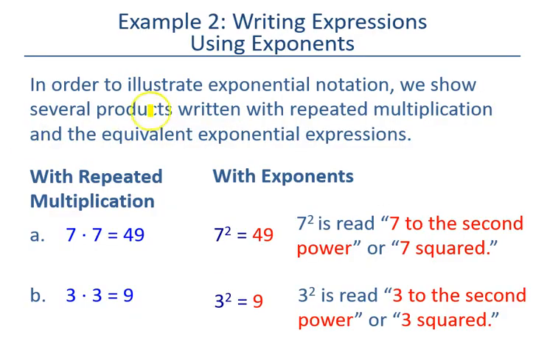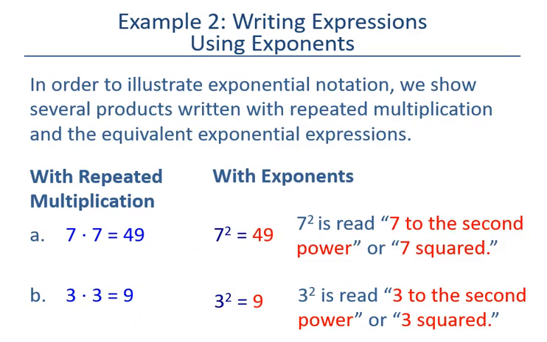Okay. So in order to illustrate exponential notation, we show several products written with repeated multiplication and the equivalent exponential expressions. With repeated multiplication, we get 7 times 7 equals 49. Well, 7 squared equals 49. So 7 squared is read 7 to the 2nd power, or 7 squared. Okay, here 3 squared is 9. Notice, 3 to the power of 2 is 9. Well, that's just saying 3 times 3. So if I did 3 to the power of 7, well, that's going to be 3 times 3 times 3, 7 times. That's how powers work. That's how these exponents will be working.